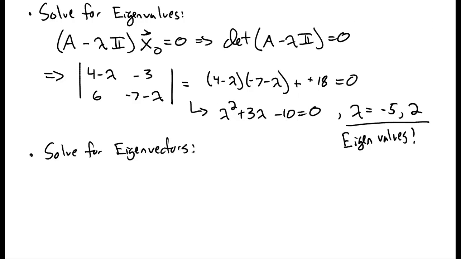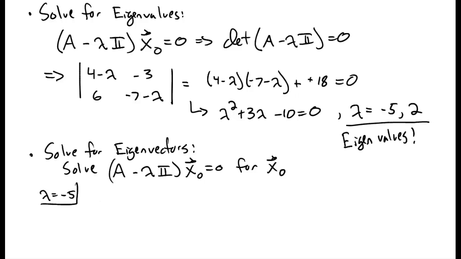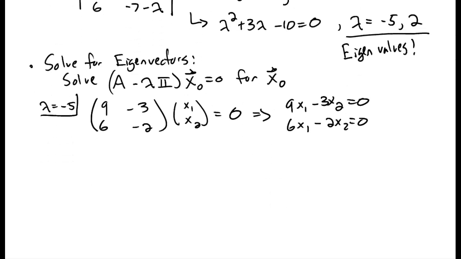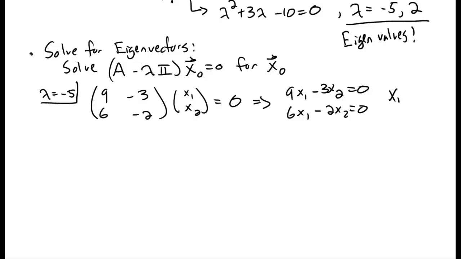So now we're going to solve for the eigenvectors, now that we know the eigenvalues. If you recall, what we need to do to solve for eigenvectors is solve the equation A minus lambda times the identity matrix times x naught is equal to 0 for our eigenvectors x naught. For lambda equal to negative 5, we get an expression that looks like this. And so we get two equations for the components of x naught, our eigenvector. Both of them are equivalent.